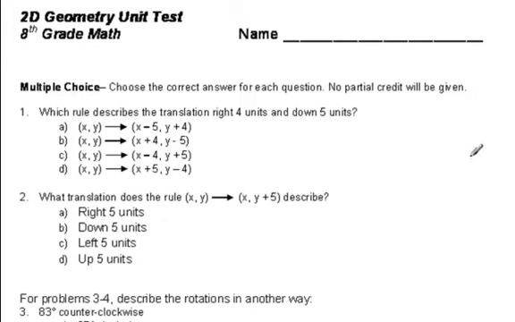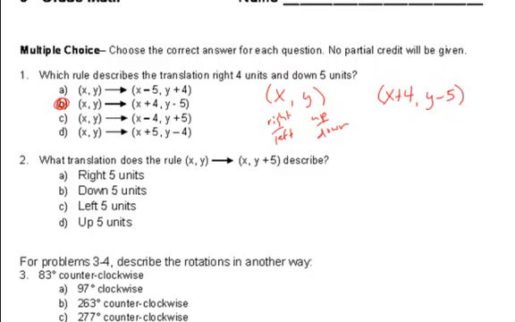All right, number 1, it says, which rule describes the translation right 4 units and down 5 units? Well, we know that x comes first, y comes second. We know x is right or left, and y is up or down. So if I'm going right 4 units on a number line, that's the positive direction. So that means I'm taking my x and adding 4. If I'm going down 5 units, we know down on the number line is negative, so I'm taking my y and minusing 5. So the rule is x plus 4, y minus 5. So that's B.